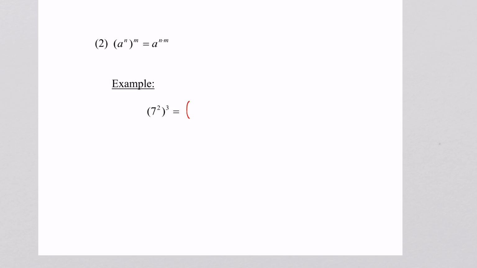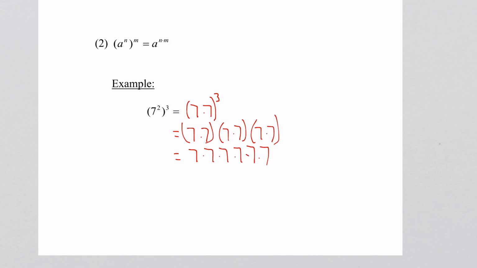Well, 7 squared to the third power really just means 7 times 7 to the third power, because that's what 7 squared is. And 7 times 7 to the third power just means 7 times 7 multiplied by itself 3 times. Okay, so what you have here is a total of 6 sevens, which is 7 to the sixth power. Okay, why did we end up with 6 sevens? Well, we had 3 groups of 2 sevens, and 3 times 2 is 6.